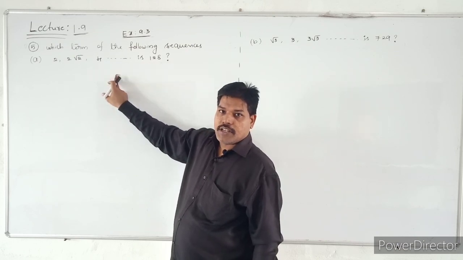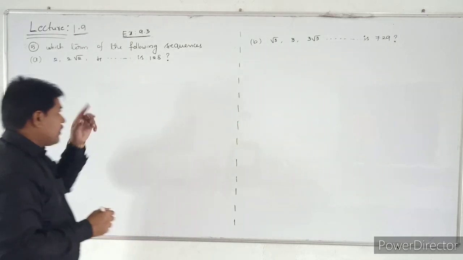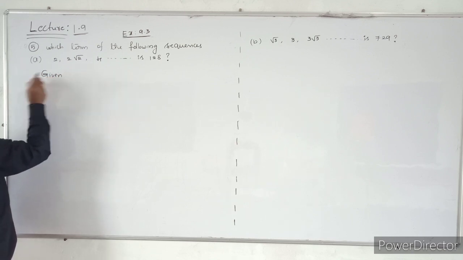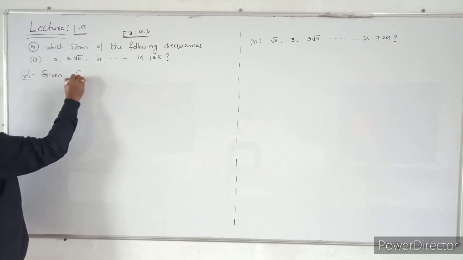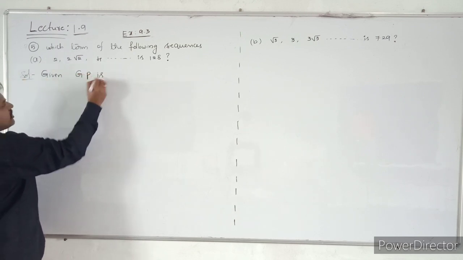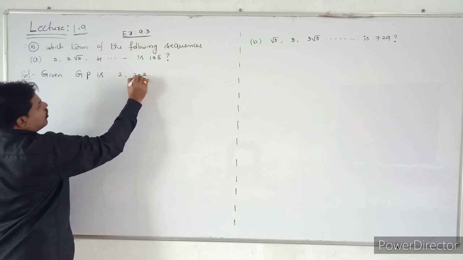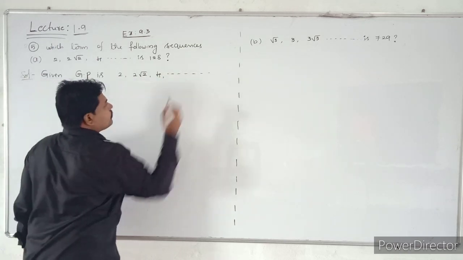So which term is that one? That is the question. So we have to find out the n value. So how to find this one? See the question first. Given, the GP is 2 comma 2 root 2 comma 4 comma and so on.